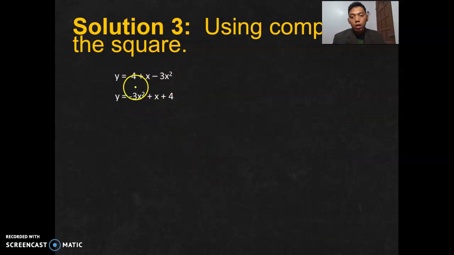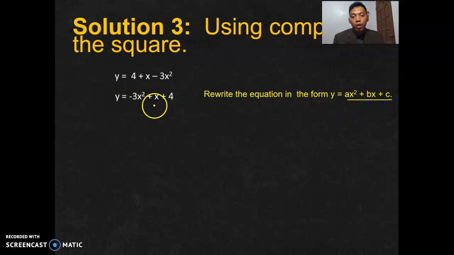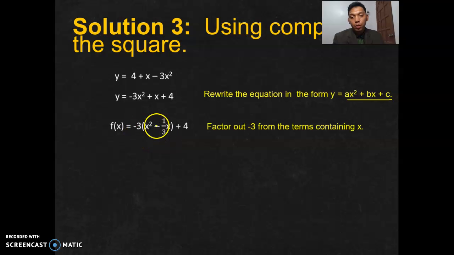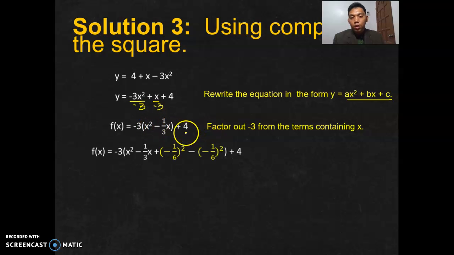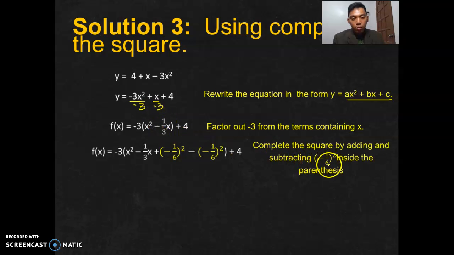In number 3, the example is not yet written in the form ax squared plus bx plus c, which is why we have to rewrite it. After rewriting it, we group the terms containing x and then factor out -3. To factor out -3, we need to divide both terms by -3. The remaining terms are x squared minus 1/3 x plus 4. Then you complete the square by adding (-1/6) squared.